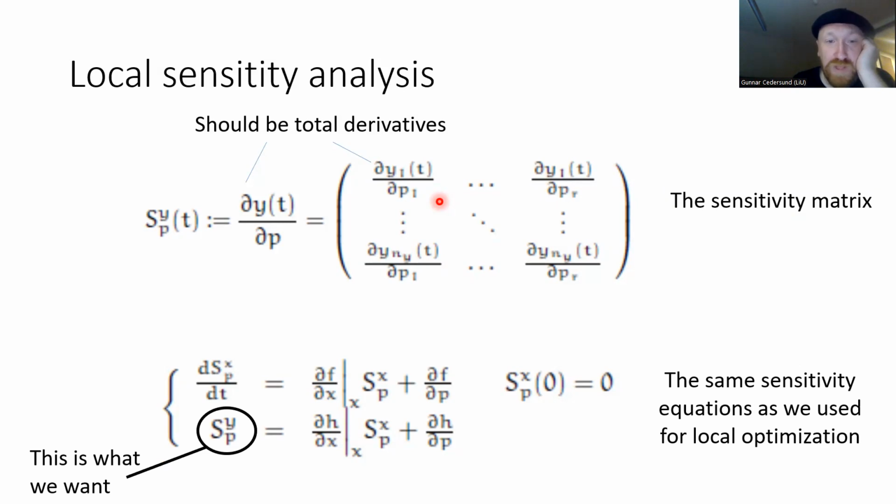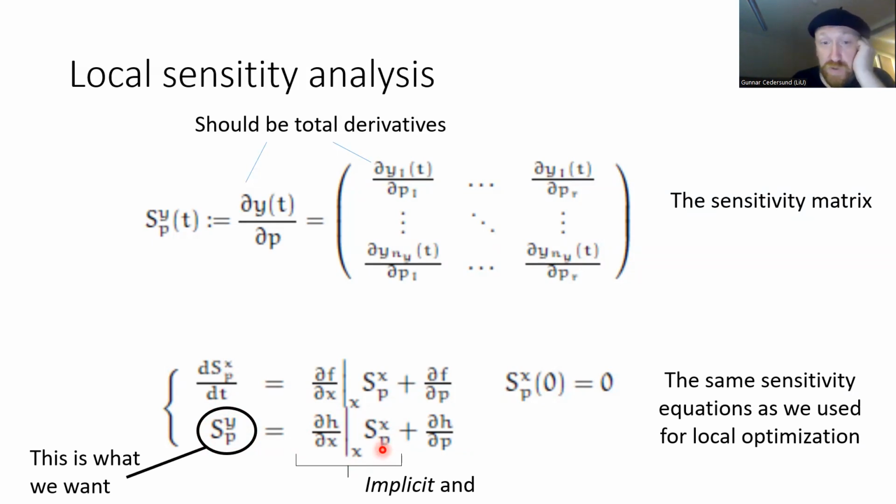So I mentioned most of this already. Basically what we want is these sensitivities, dy/dp, and those you can get if you have the dx/dp. So this is the chain rule again: the dh/dx and the dx/dp.